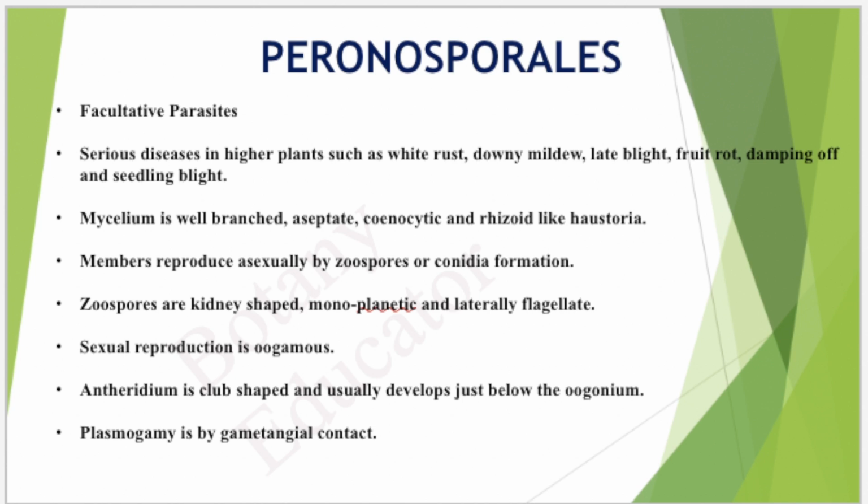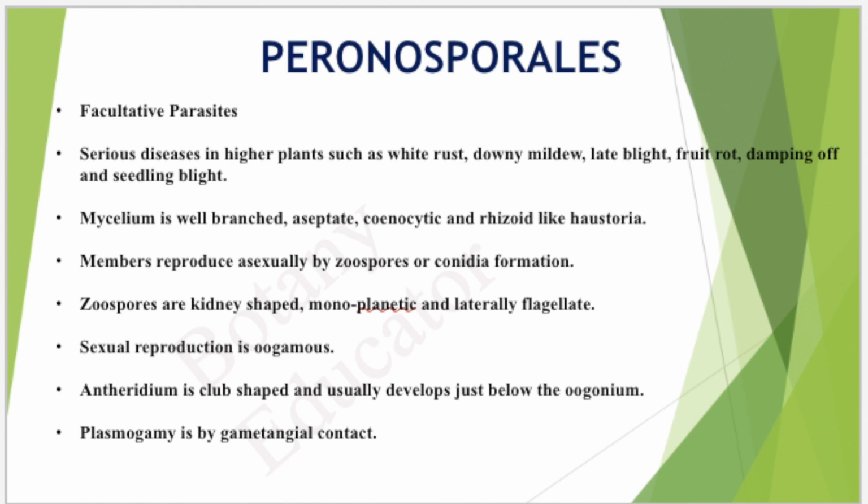The zoospores will be kidney shaped and biflagellate, and the flagella will be placed laterally. The sexual reproduction is oogamous type. The antheridium is club shaped, usually just below the oogonium. The oogonium will be on the upper side and the antheridium will be on the lower side. So when we talk of antheridium and oogonium positions, we need to be very clear.